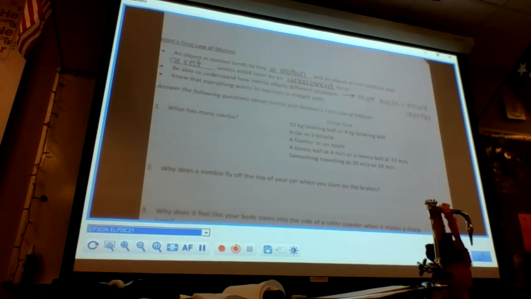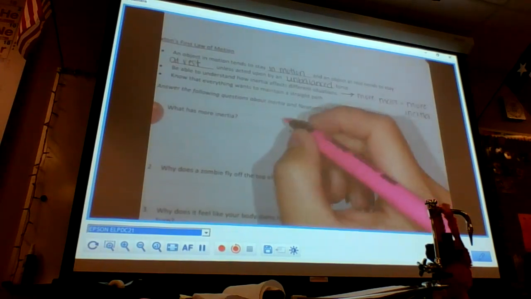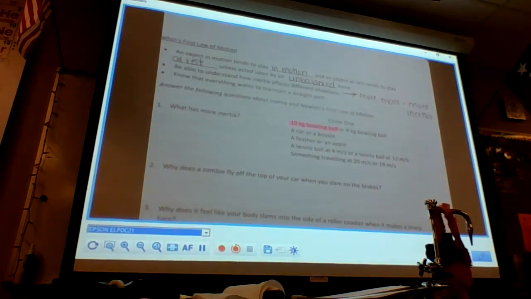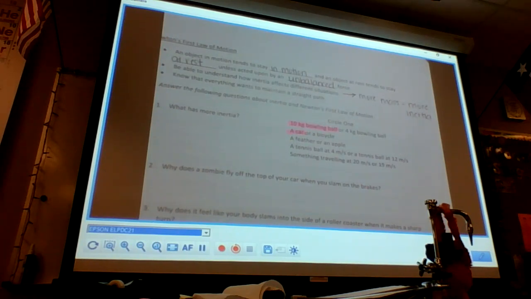Alright, what has more inertia? We're going to circle one of each of these situations. Okay, so what has more inertia? A 10 kilogram bowling ball or a 4 kilogram bowling ball? 10 kilogram because it has more mass. Okay? What about a car or a bicycle? A car, because it has more mass. A feather or an apple? An apple.